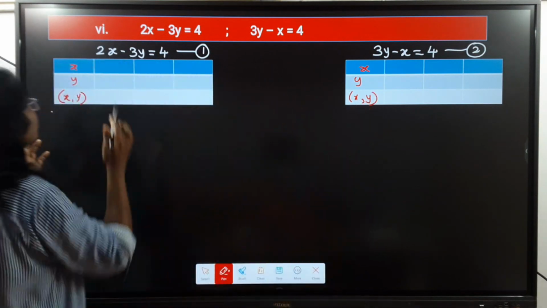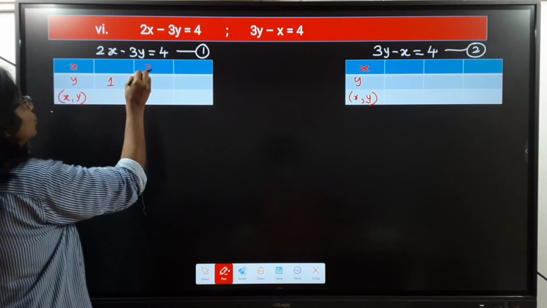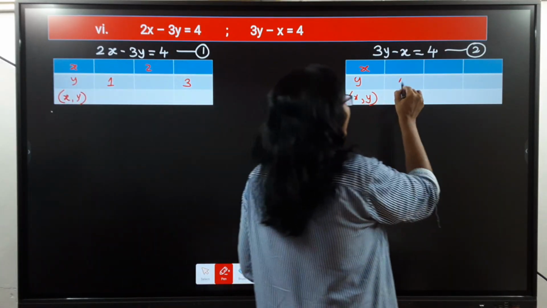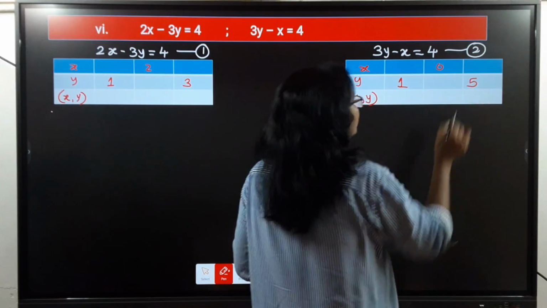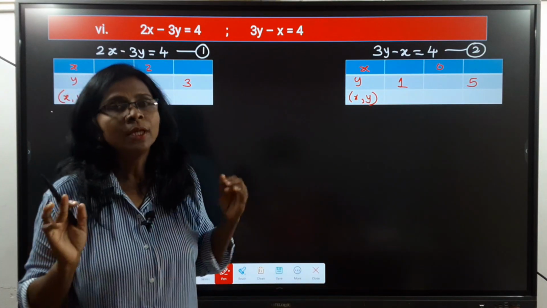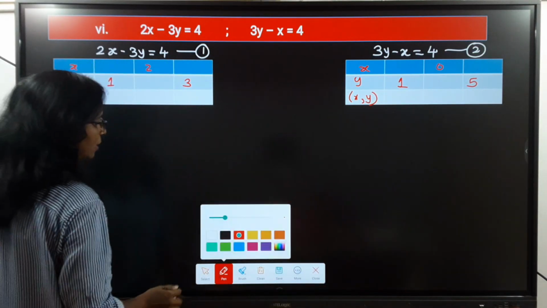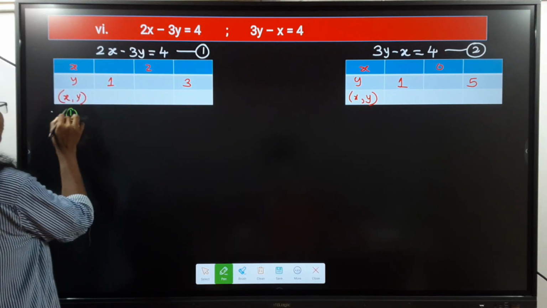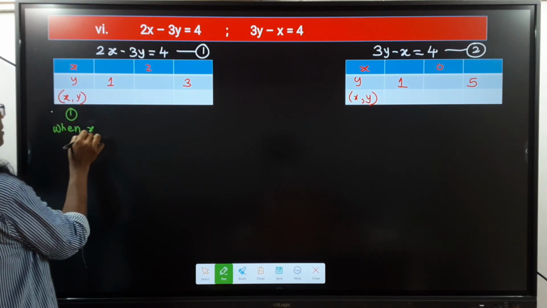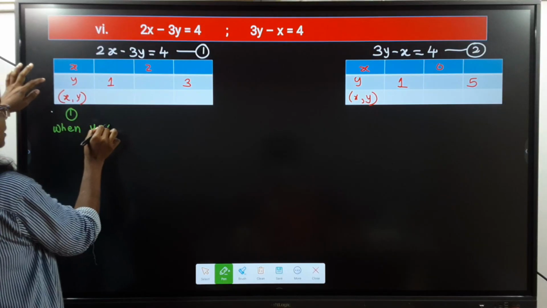So now consider the values for the first equation. So here 1, 2 and here 3 and here 1, here 0 and here 5. Okay, students, randomly we can consider the values. Okay, so now next one, the first value: when y is equal to 1, we consider the first value for y.